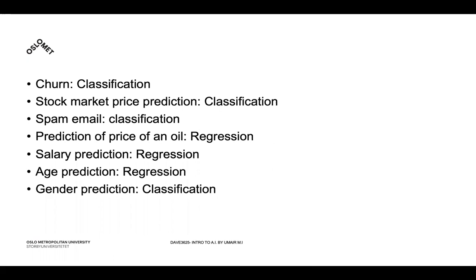And the last one, which we already have discussed, is gender. If you want to predict the gender, that could of course be that you have two data sets, male or female, and then that would be classification.